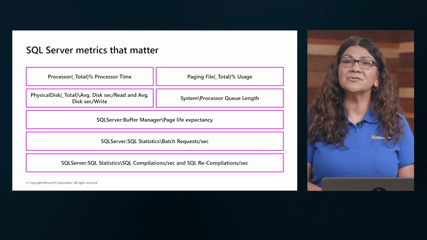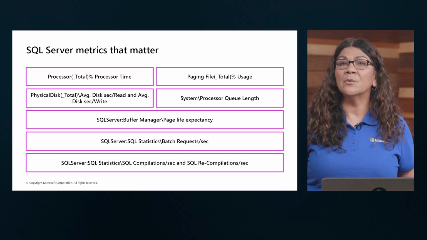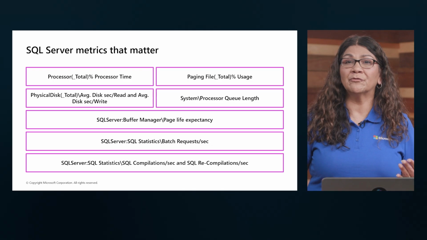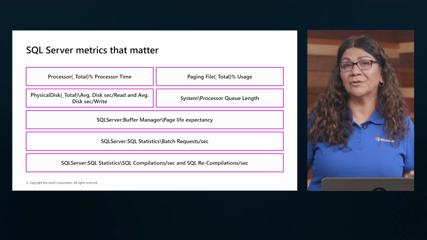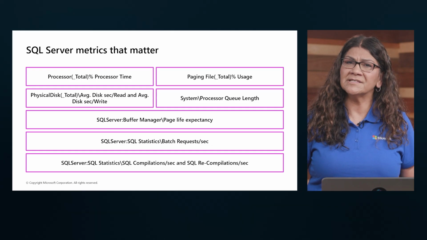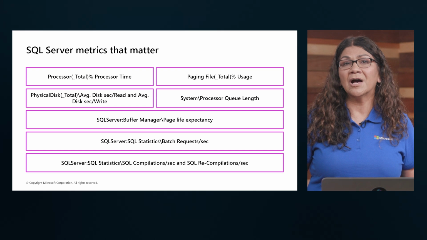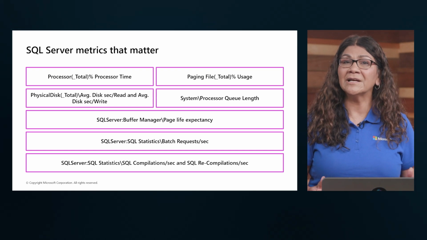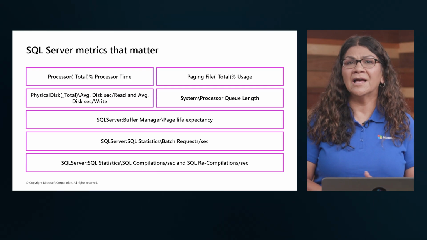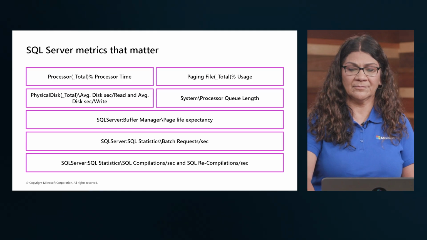Disk performance is tracked by using average disk seconds per read and write, which measure latency and help ensure storage is performing within optimal thresholds. For SQL Server activity, batch requests per second indicates workload throughput, and SQL compilations per second and recompilations per second highlight plan cache behavior, helping diagnose query inefficiencies or memory pressure.